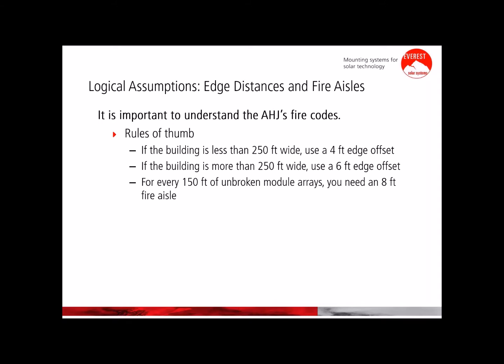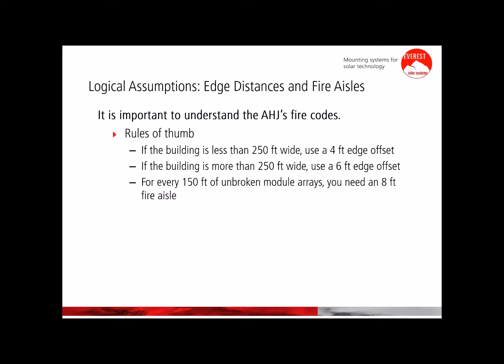Another one: edge distances and fire aisles. This one, again, is determined a lot by the AHJ. Each AHJ might have different requirements for what these fire aisles need to be. There are some rules of thumb you can use if it's unknown and you're trying to get an early estimate. Typically, if the building's longest wall is 249 feet or less, use a 4-foot edge offset. If it's greater than 250 feet, a 6-foot edge offset is a good rule of thumb.